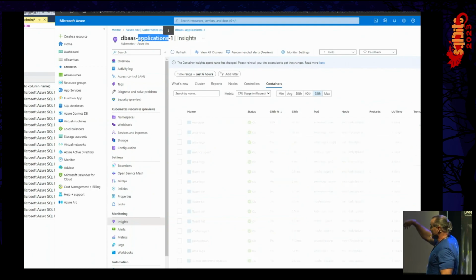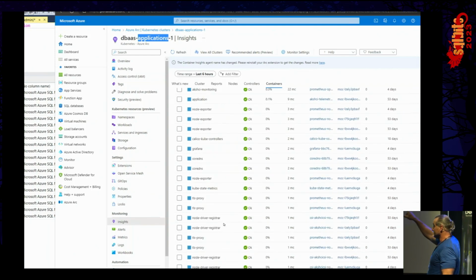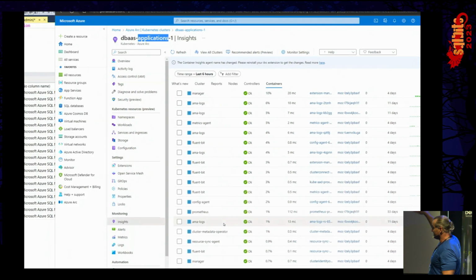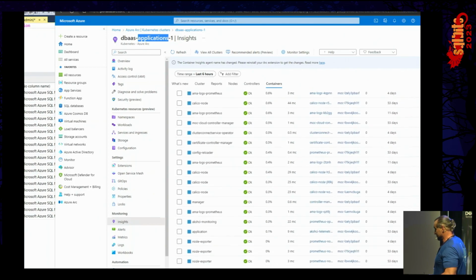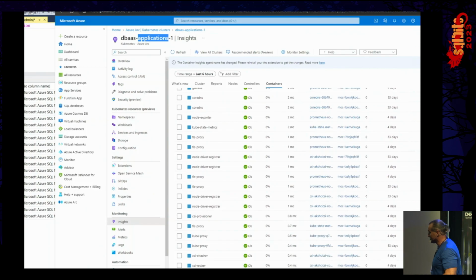So now I go all the way down into the container level. And inside this namespace, DBaaS applications-1, way down here, keep scrolling, Rob, keep scrolling, are all my HammerDB, keep going, Rob, okay. All my HammerDB pods, I think they're going to show up here in a second.